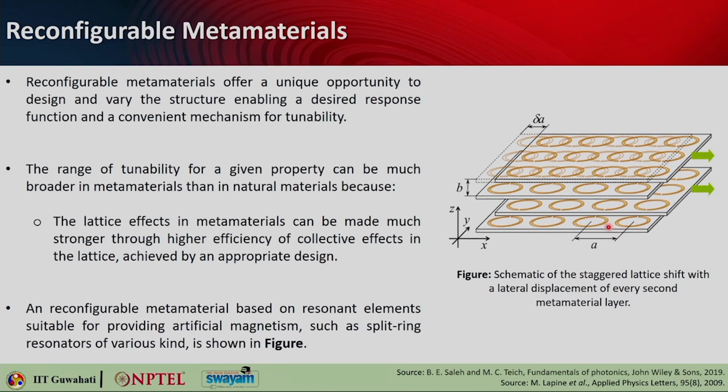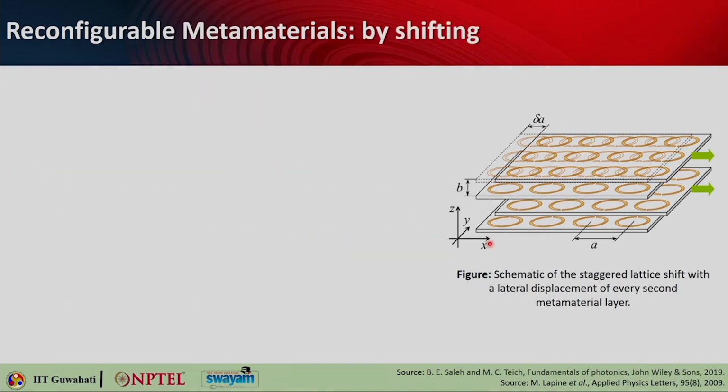that alternative layers can be staggered, and the lattice can be slightly shifted. So here you can see the structure carefully: the lattice period is basically A, and the gap between the two planes or the two layers is B, and the amount of shift is given as delta A. Okay, and these are the coordinate systems that have been marked.